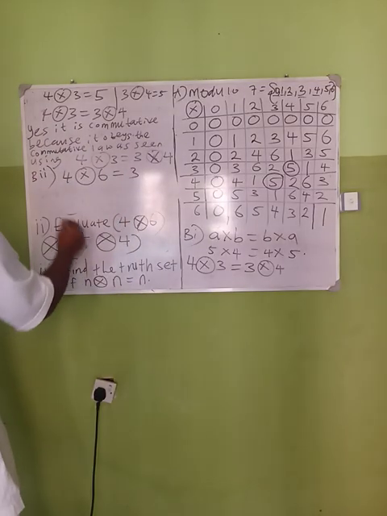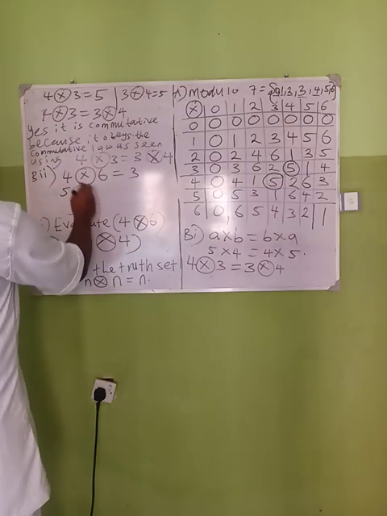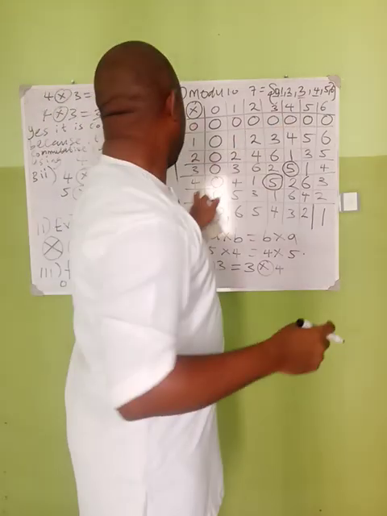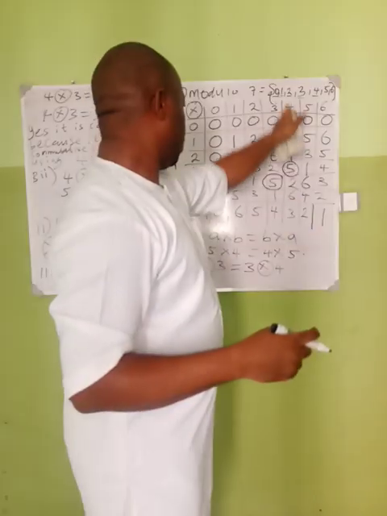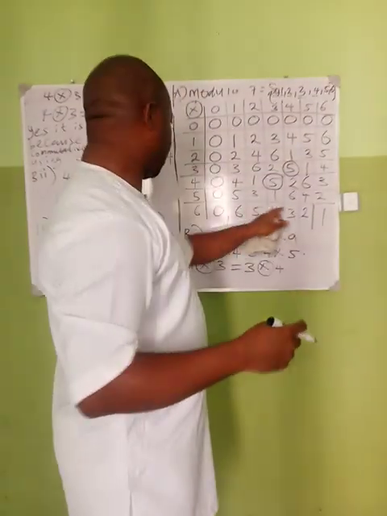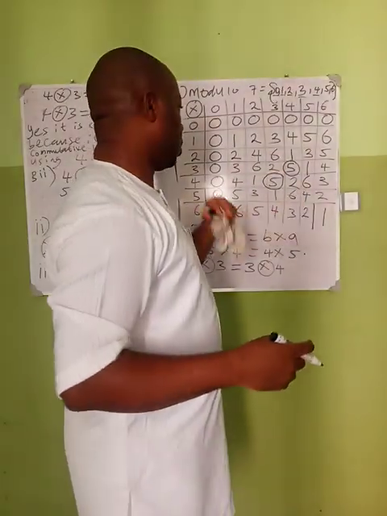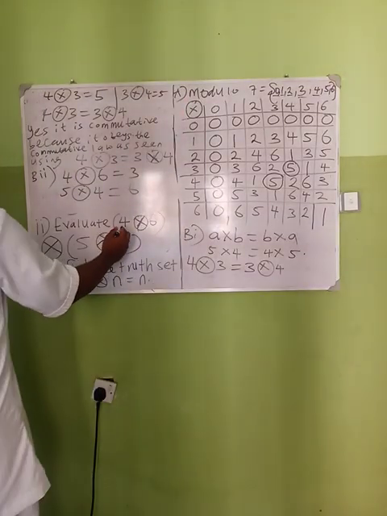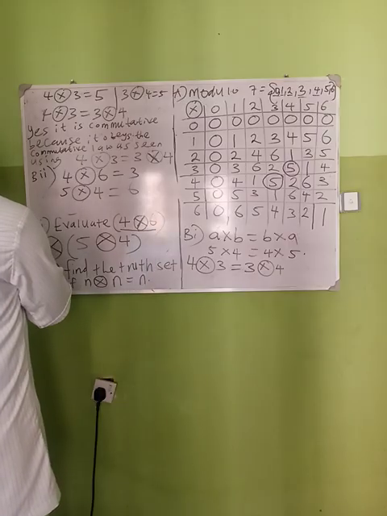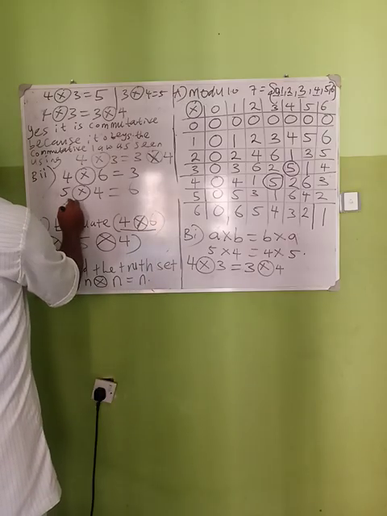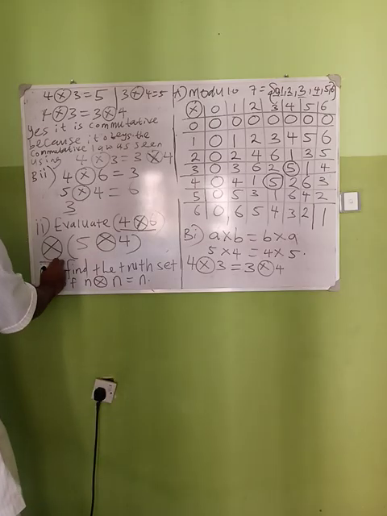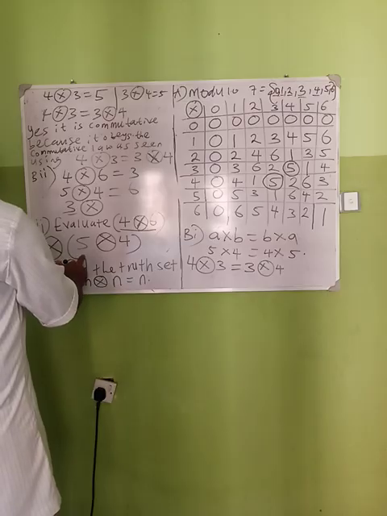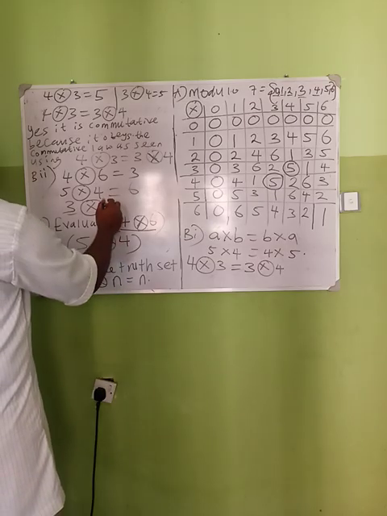Then check what 5 times 4 will give you. So 5 times 4, they meet here. So you just have to be careful. So that's 6. So 5 times 4 is 6. So automatically I can replace 4 times 6 with 3. Then this is my multiplication. And then I can also replace 5 times 4 with 6.